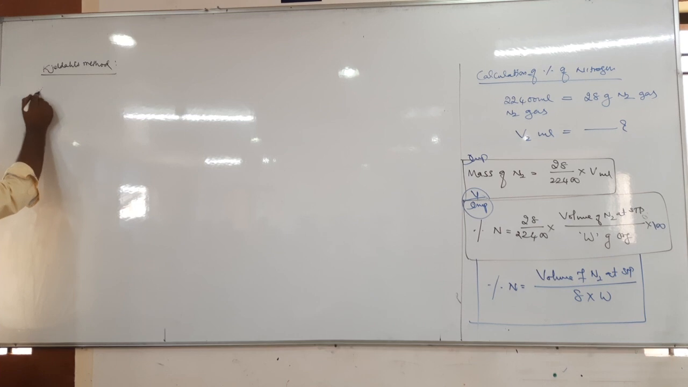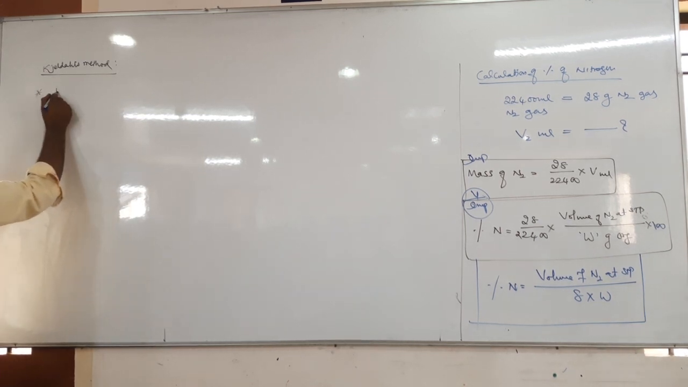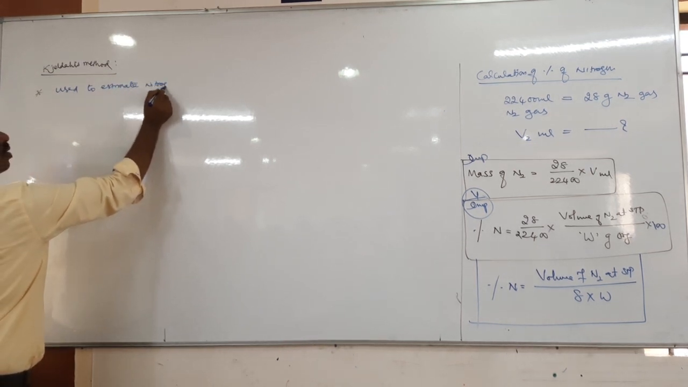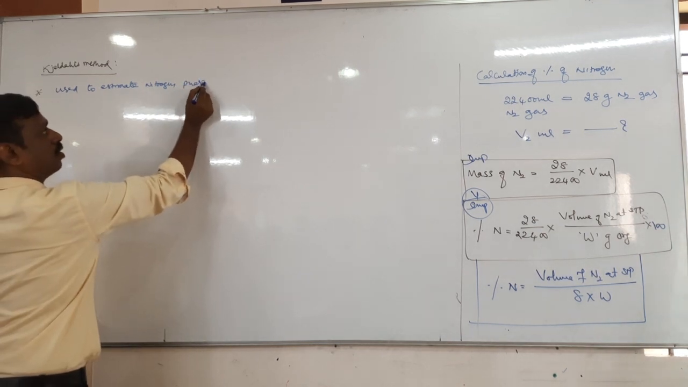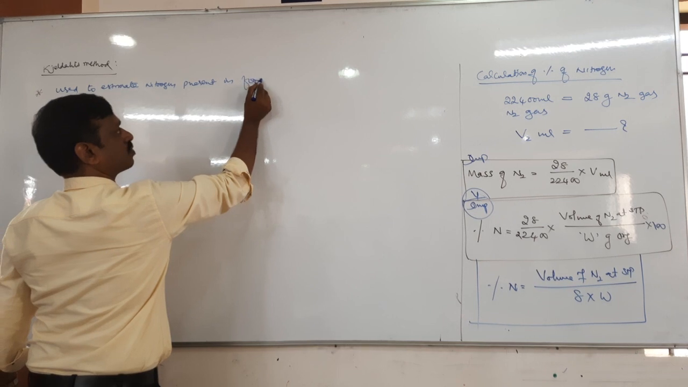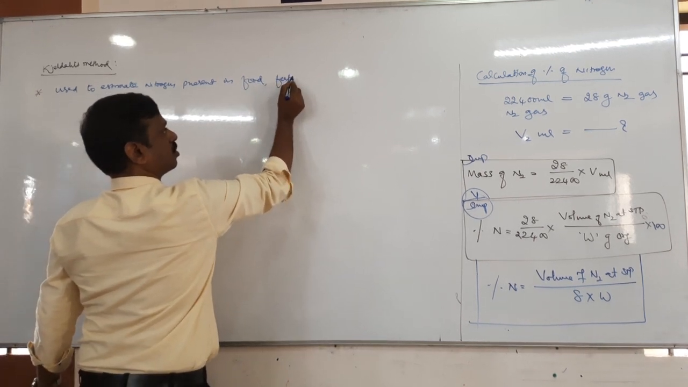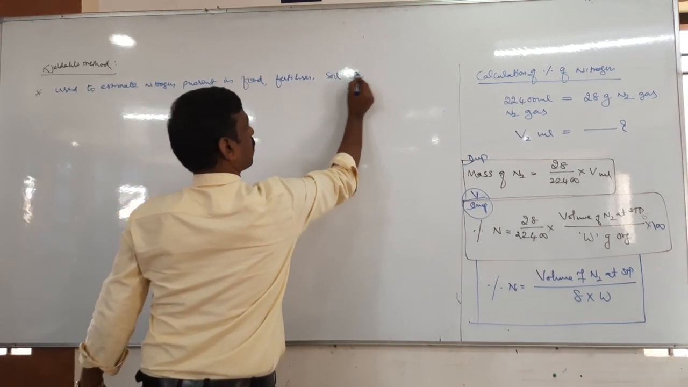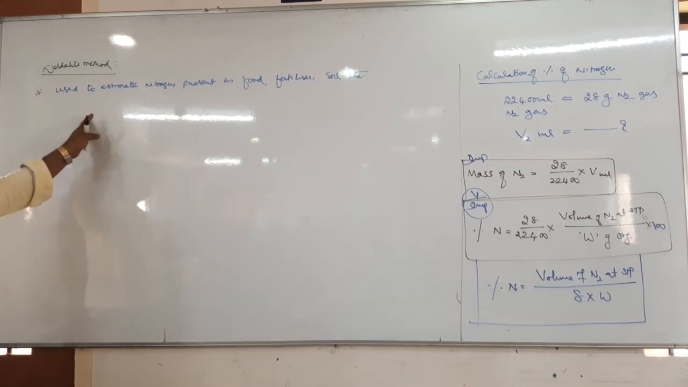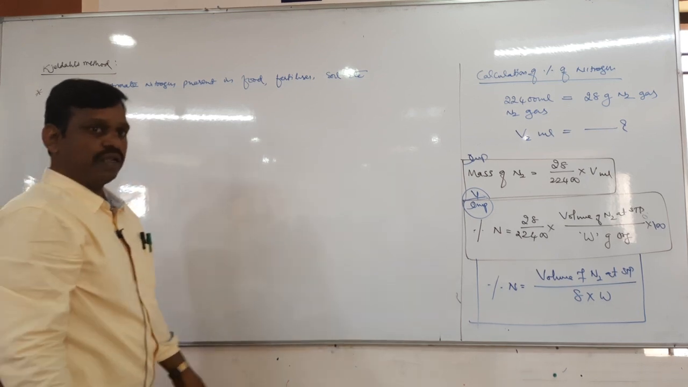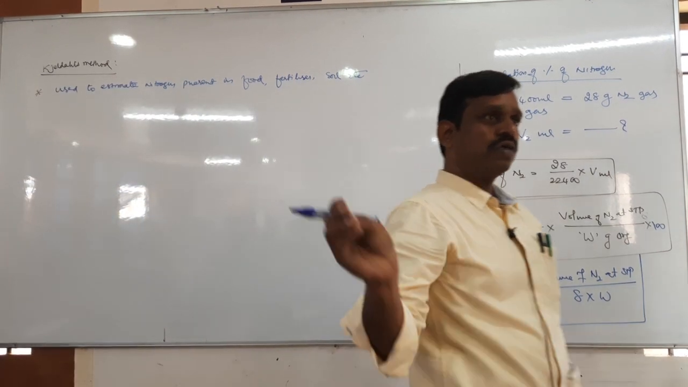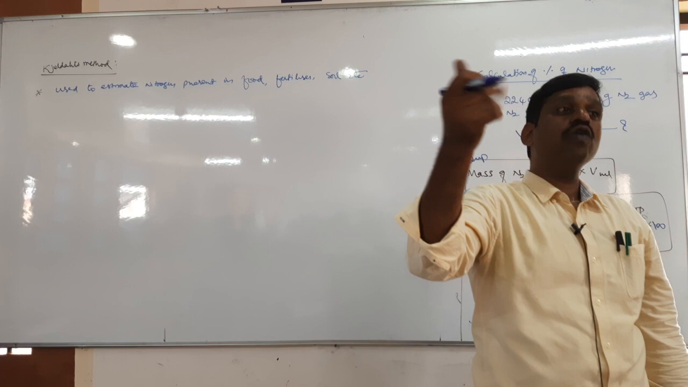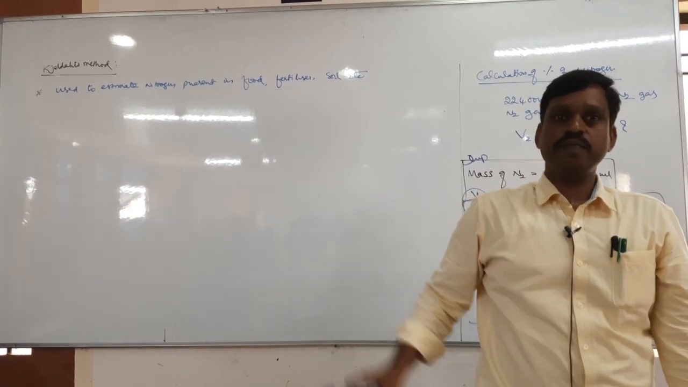Okay, next. This method is generally used to estimate the nitrogen present particularly in food, fertilizers, soil, etc. So nitrogen present in food, fertilizer, soil, and food compounds like amino acids, proteins, biomolecules. So this method can be used.